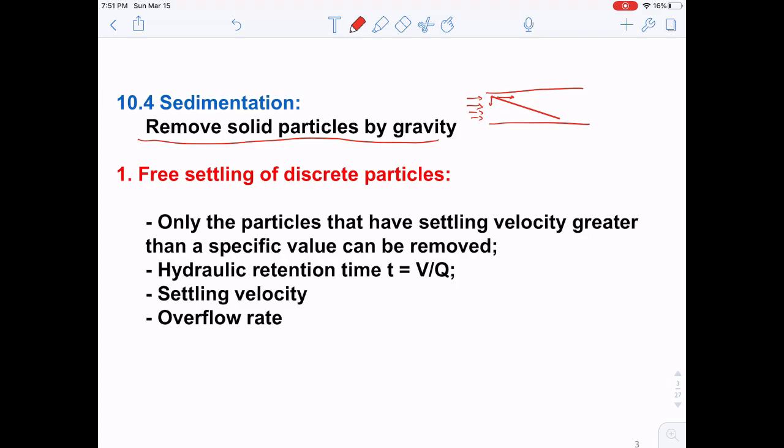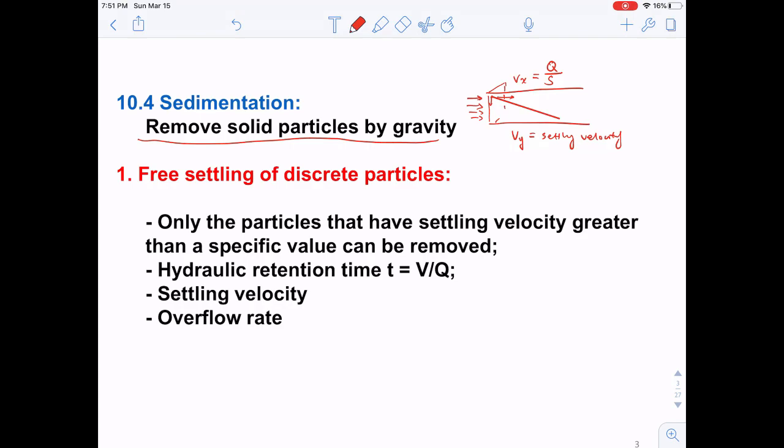So the horizontal velocity is caused by the overall velocity of the flow. And actually this horizontal velocity can be calculated by Q, which is the flow rate, divided by the cross-section area of this duct, right? And then this vertical velocity, Vy here, is called the settling velocity.